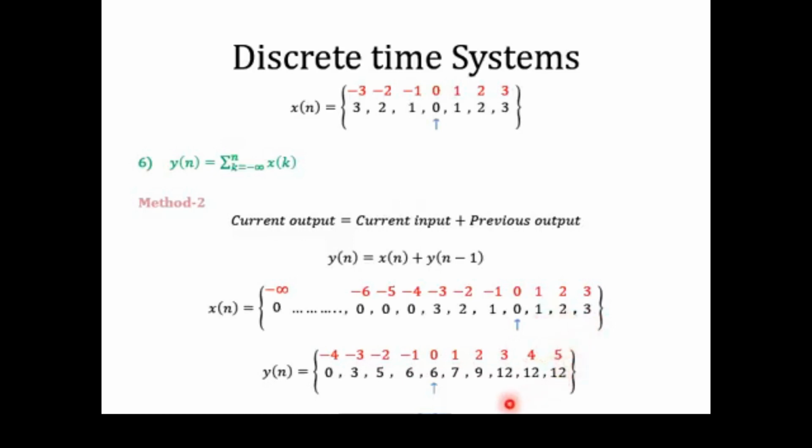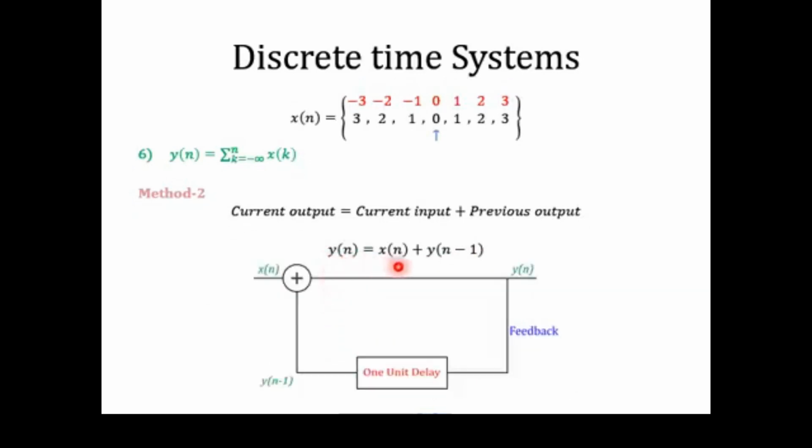So this is how we can calculate the output of an accumulator, and in this case the difference equation can be written like this. y of n is equal to x of n, which is the current input sample value, plus the previous output value, which can be written as y of n minus 1. So this y of n minus 1 is actually a 1 unit delayed version of y of n.